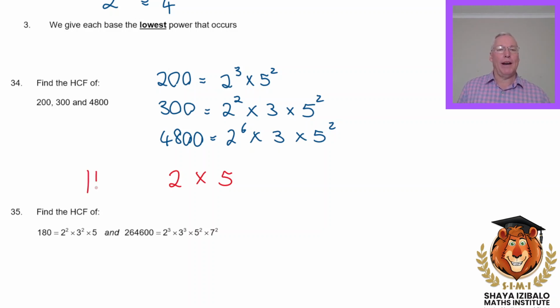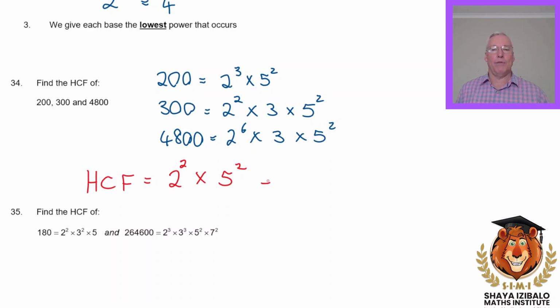Now, when we're finding the highest common factor, we can't go with the highest number of 2's, because 2 to the 6, there are not 6 2's in there. Even 2 to the 3 would be a problem, because we couldn't divide 2 to the 3 into this number. There are only 2 2's. So what we do is we take the lowest number of each. So we take the lowest number of 2's, which is 2. All of them have got 2 5's, so the lowest number of 5's is 2 as well. And that is our highest common factor.